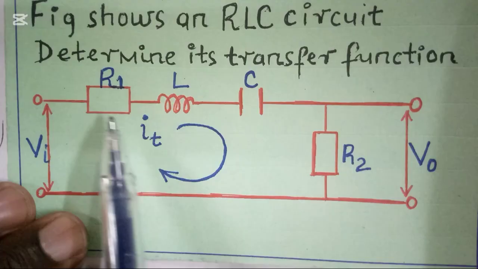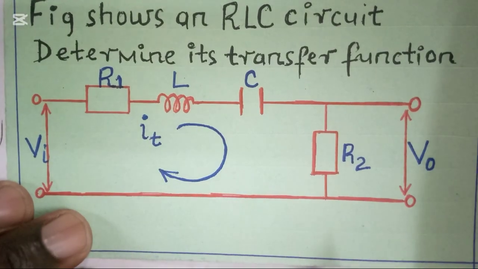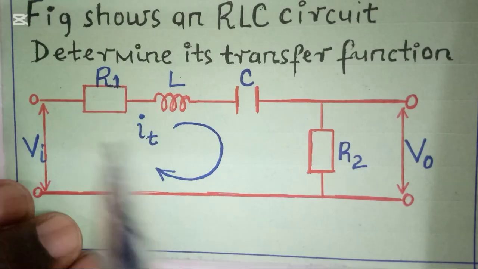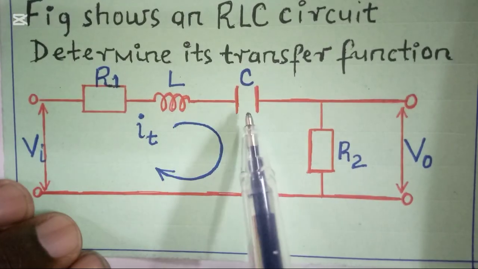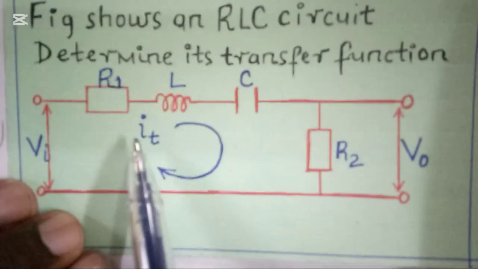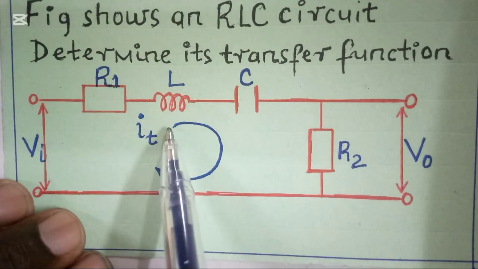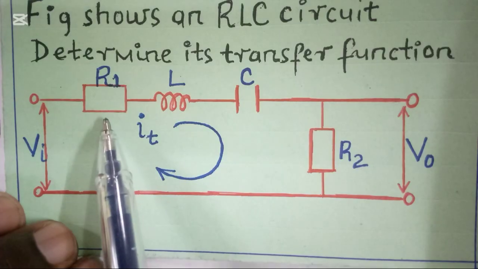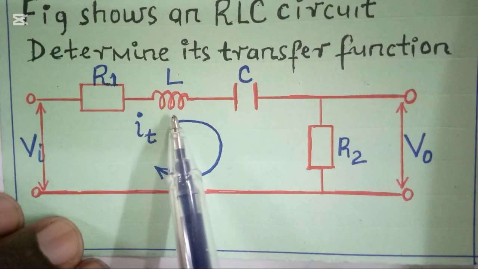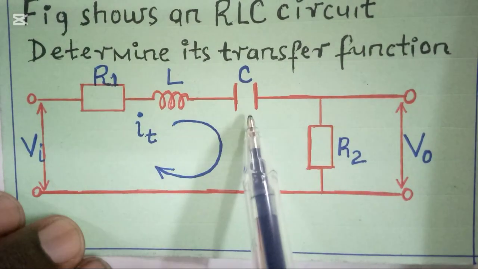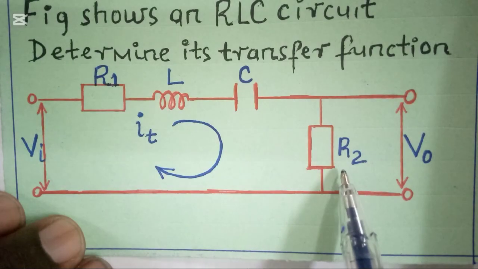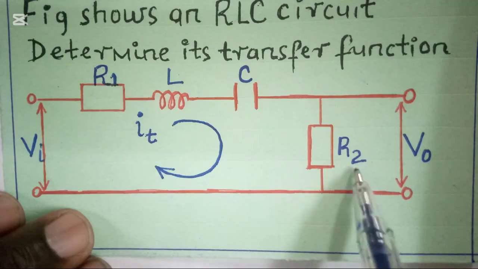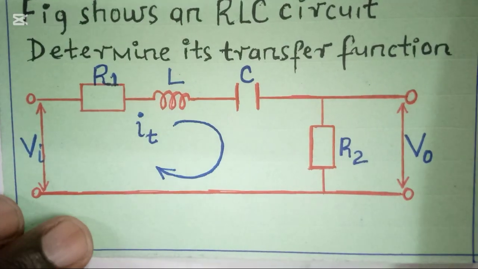So guys, you can see that this is a series circuit whereby you have the resistor there, you have an inductor, you have a capacitor. And the current, we can take this loop whereby we say that the VI is the voltage across R1, voltage across RL, voltage across C, and voltage across R2. And we can also take the voltage across R2 as V0, which is the output.